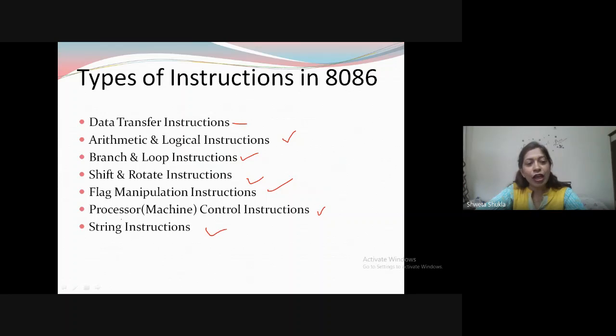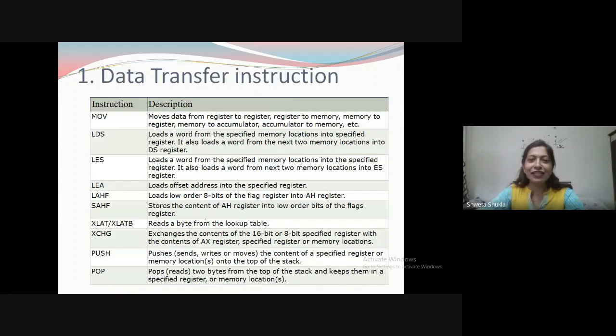So remember one thing, you can call it processor control instructions or you can call it machine control instructions. They are one and the same thing. Okay, so let's begin with the first type, data transfer instructions. In data transfer instructions, we have MOV, LDS, LES, LEA, LAHF, SAHF, XLAT, XCHG, PUSH, and POP. These are the instructions which come under data transfer instructions. So we will deal with them one by one. Let's begin with the MOV instruction.